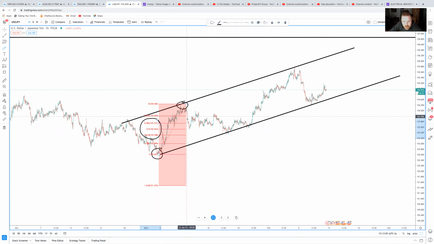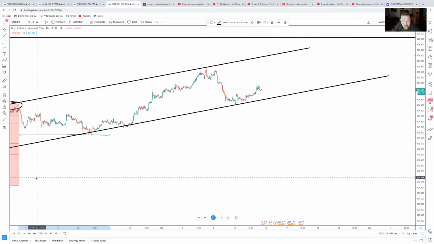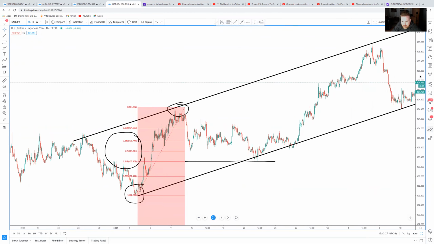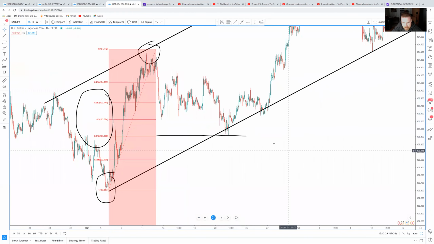So price hit 0.5 here. Nothing really showing me much there. 0.618 is where I generally wait for the higher quality trades. So as you can see, price pulled back to 0.618. Let's get in closer there and see if there's a reason why we would enter there. Yes, there is.